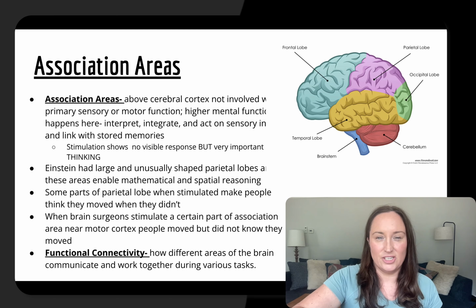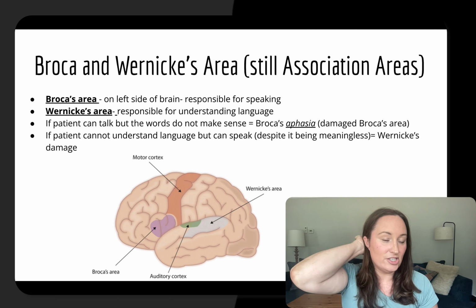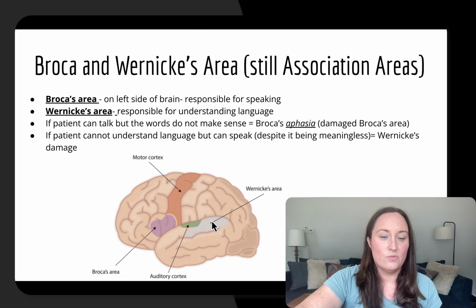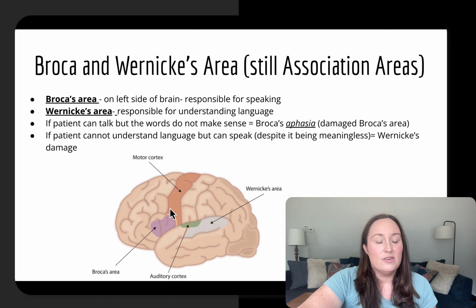I think I changed the order of these. That's why it says still association areas. So this is an association area, but they are, so Wernicke's is located here in the auditory cortex and Broca's is located here in the frontal lobe, but near the motor cortex, right?